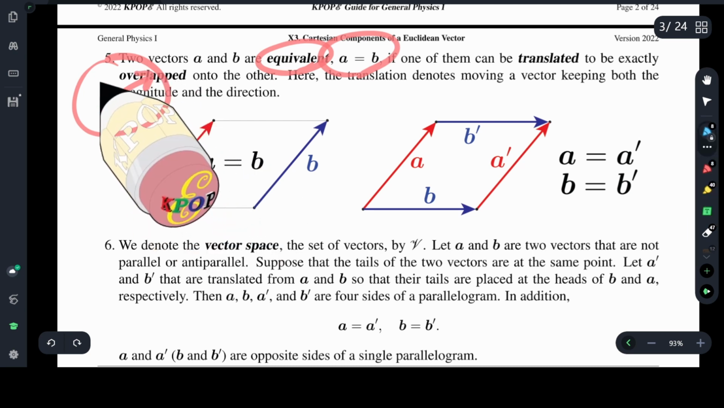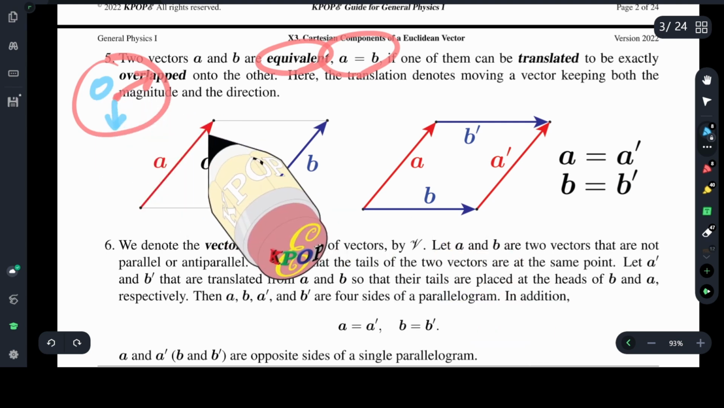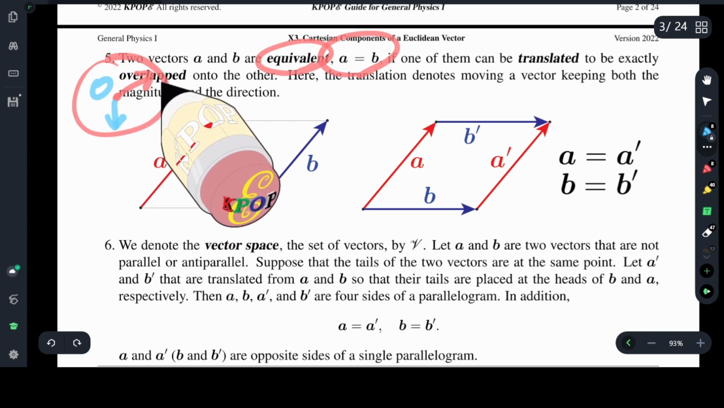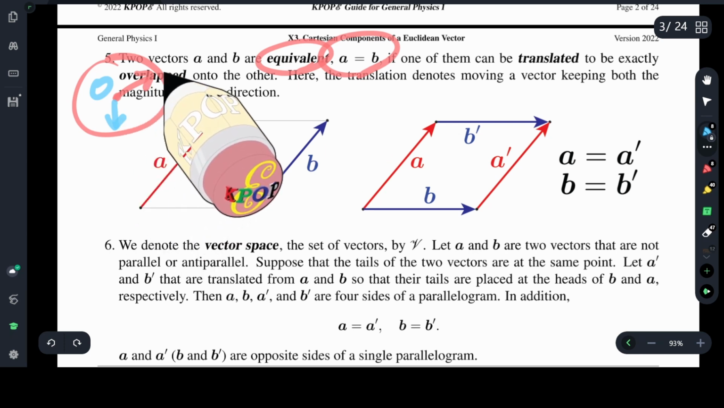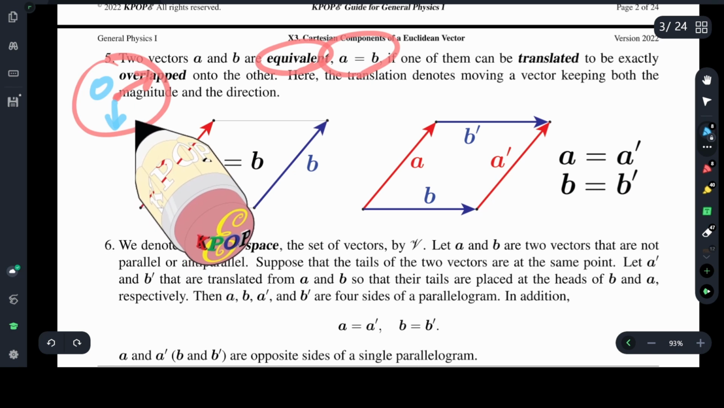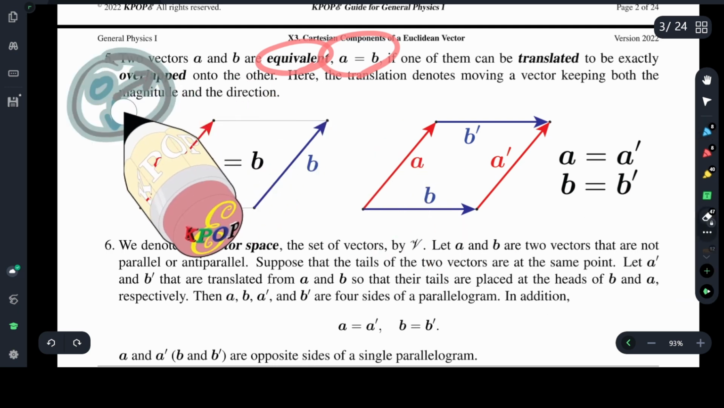This is a unit circle, and the center is O, with the red vector and the blue vector. Their magnitudes are the same. However, the directions are different. How can I copy a vector, keeping the direction and the magnitude as well? That is translation.